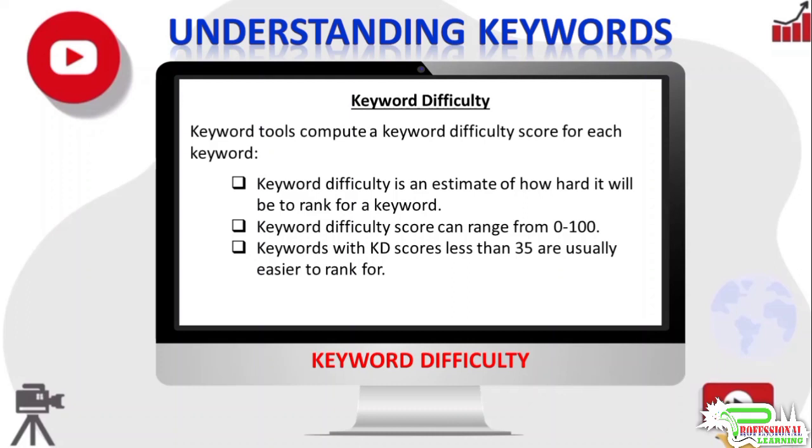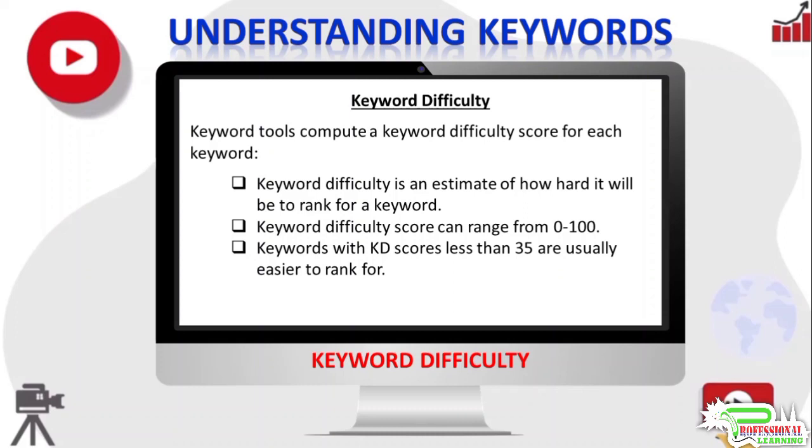Keyword difficulty score for a keyword can range anywhere from 0 to 100, with 0 being extremely easy and 100 being insanely hard to rank. Keywords with low keyword difficulty scores, less than 35, are usually easier to rank for, and keywords with higher difficulty scores are generally harder to rank.